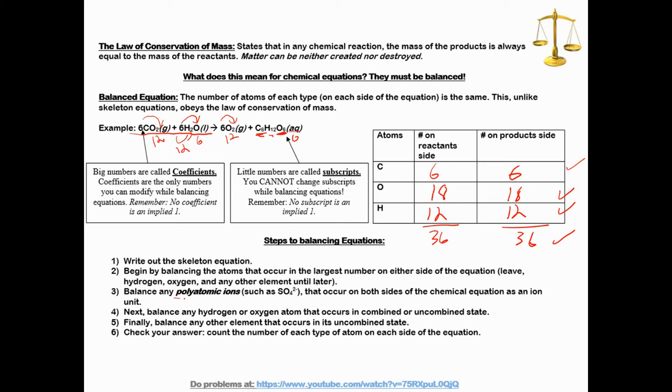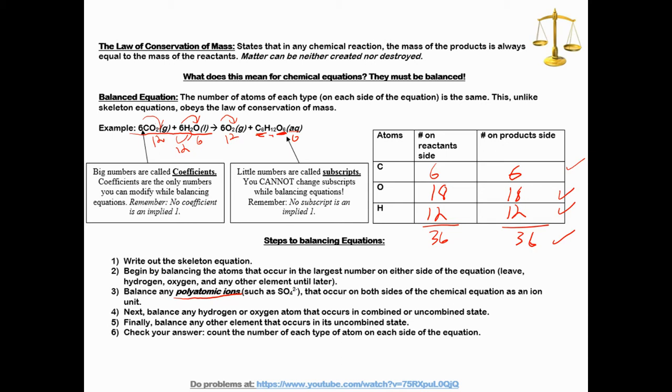If you have polyatomic ions that appear on both sides, try to balance them as a group. Try to balance them without having to count them individually. It makes things a lot easier. And then if you have any oxygen afterwards or hydrogen afterwards, then go ahead and try to balance those. So you can follow these general tips here.